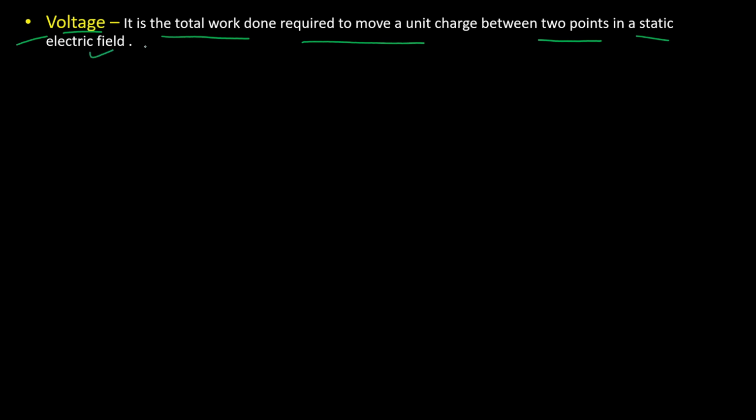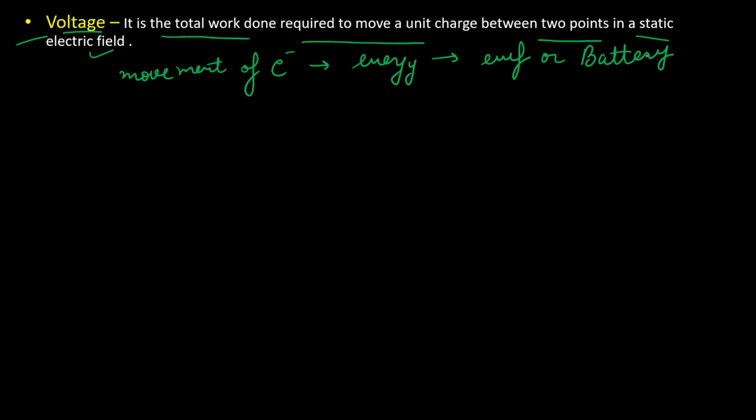So for the production of electric current, the movement of electrons is required in a particular direction. For that we require some kind of energy. That energy is provided by an electromotive force, or you can say a battery. This electromotive force is also known as voltage, or you can say potential difference.